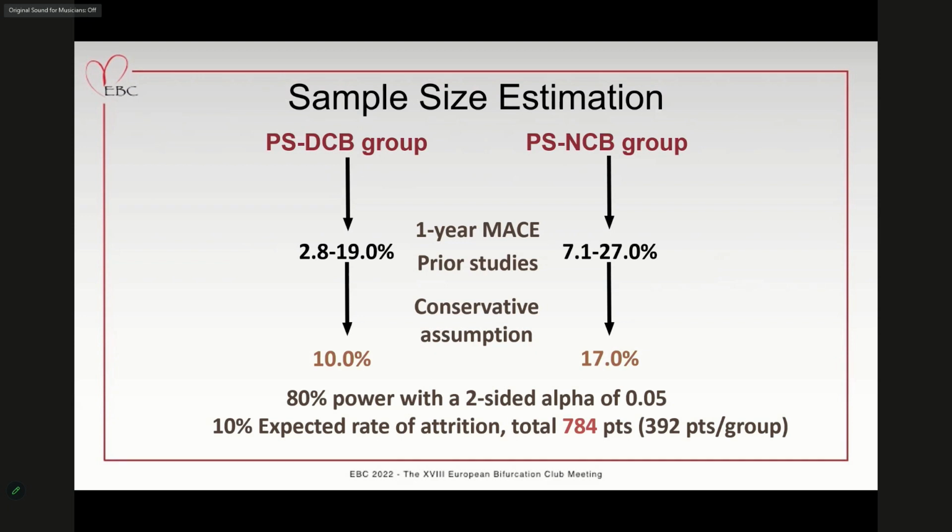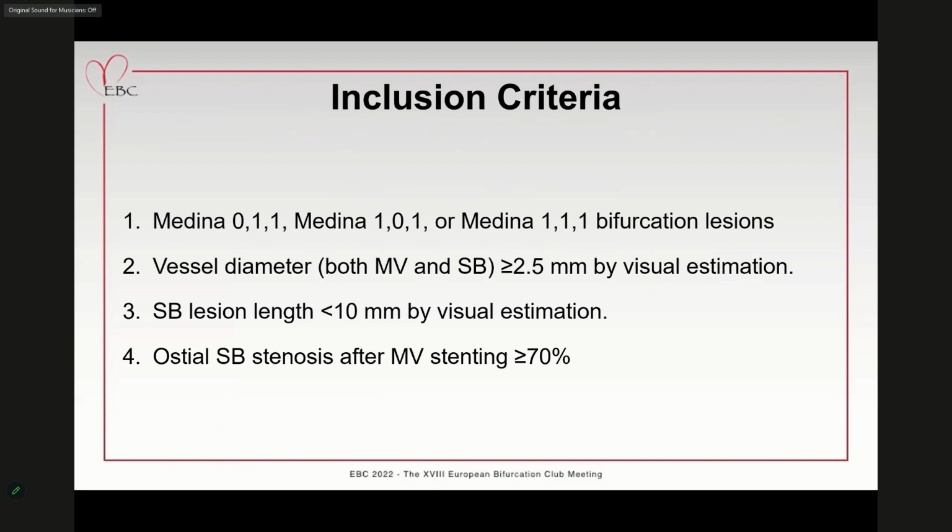This is the calculation of sample size. Basically, the assumption is that in the provisional stenting with NC balloon group, the 1-year MACE rate will be 17%. But in the DCB group, it will be 10%. So finally, including 10% loss to follow-up, a total of 784 patients was required.